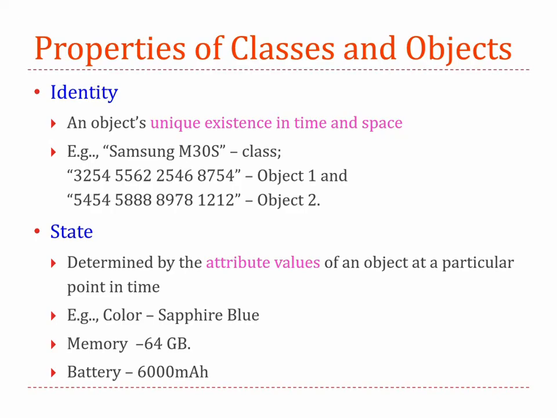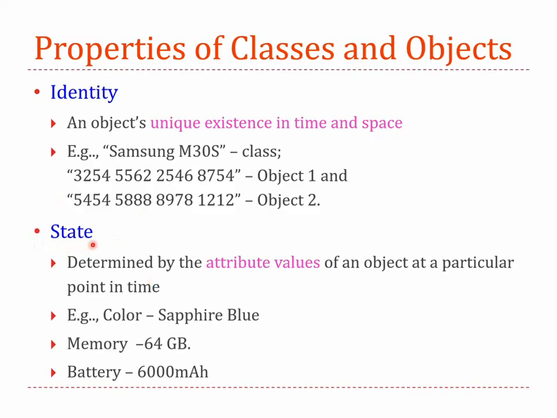Every object has three important properties. The first property is identity. Identity distinguishes one object from another, even if both the objects belong to the same class. For example, two Samsung phones may belong to the same model, but each has a unique serial number.